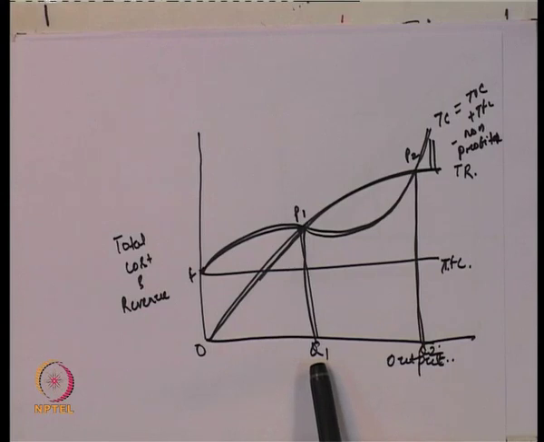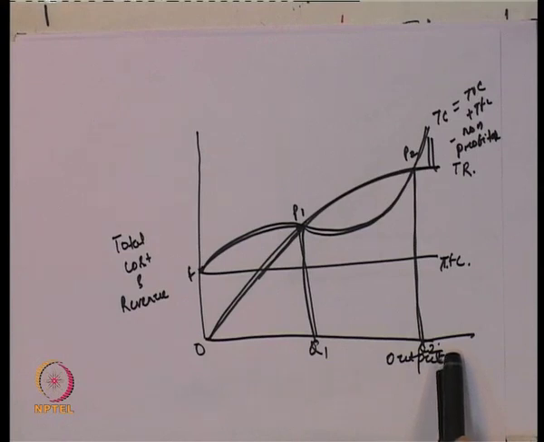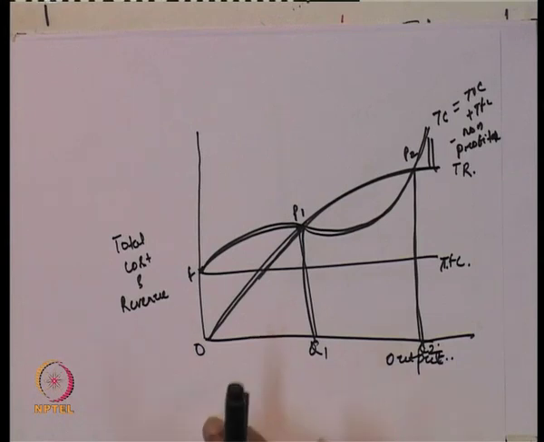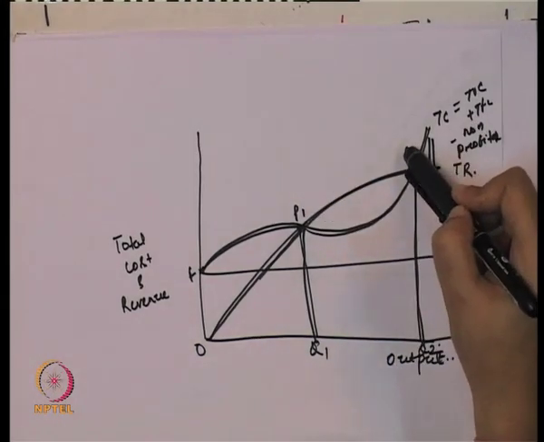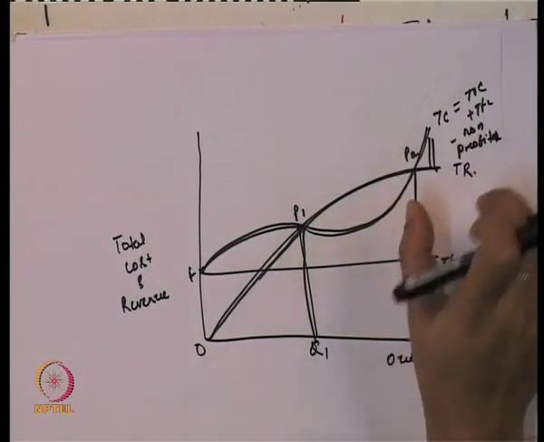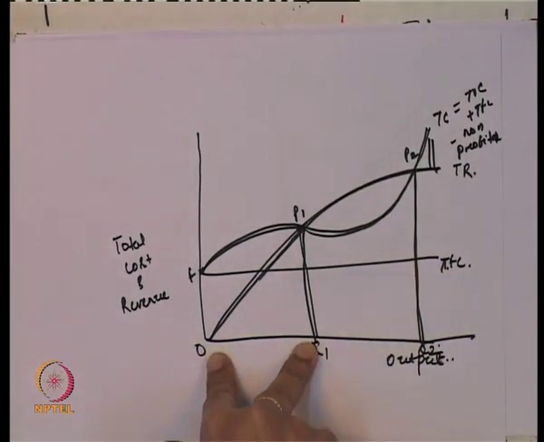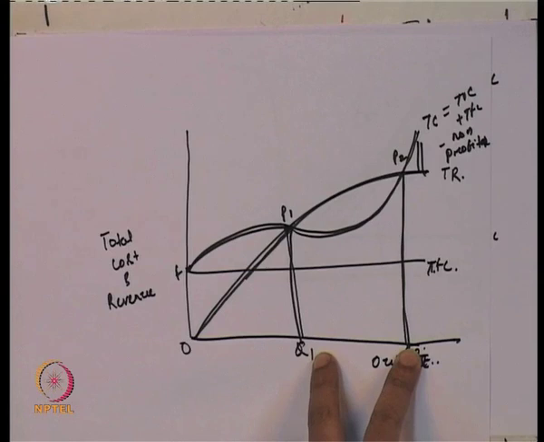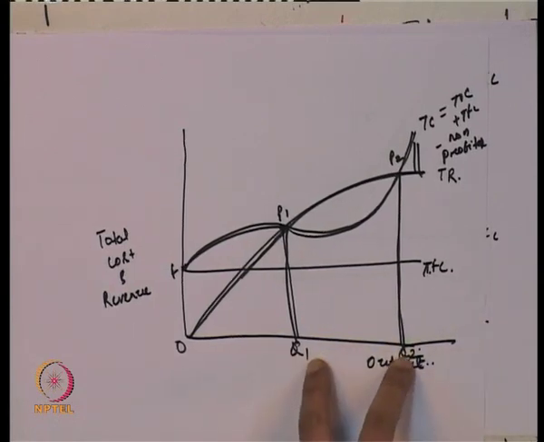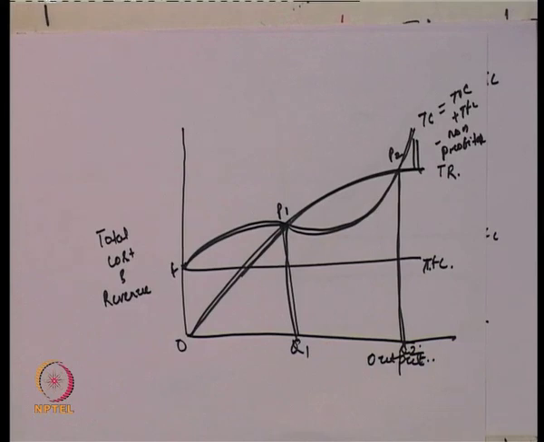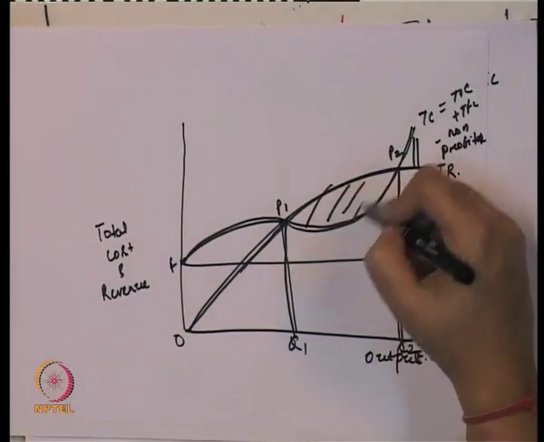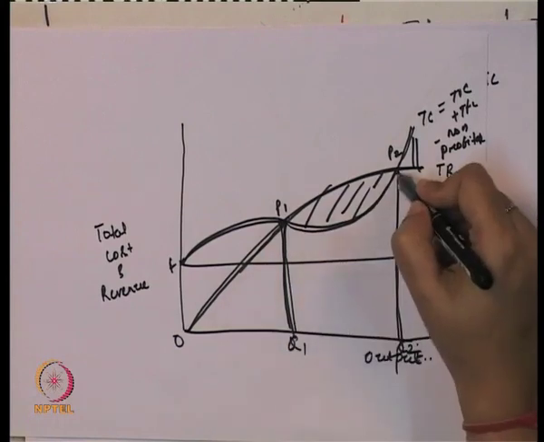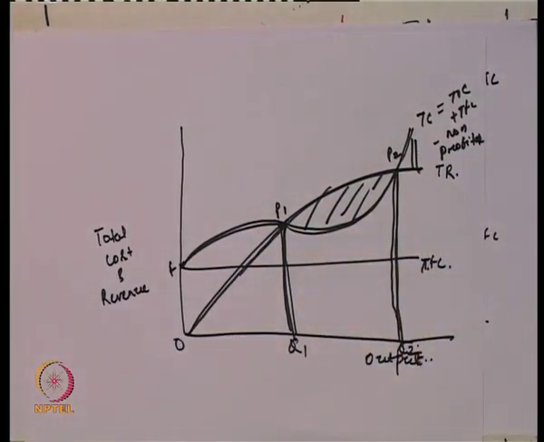This is the lower limit of the profitable range, the low level of output where profit can be achieved. This is the higher level of output up to which profit can be achieved. So, this represents the lower and upper breakeven points. P1 is the lower breakeven point, P2 is the upper breakeven point, and for the whole range of output between OQ1 and OQ2, the total revenue is greater than total cost. So, this is the profit; this is the lower breakeven point, this is the upper breakeven point.